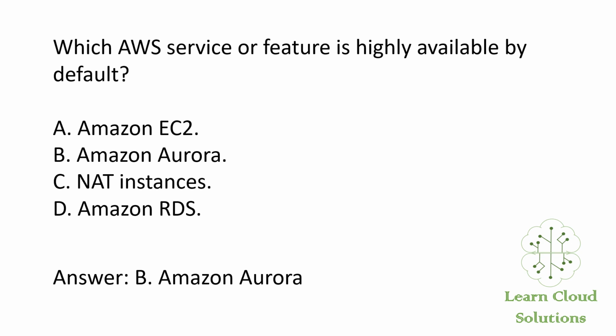By default, Aurora creates at least 3 copies of each database volume, with 1 copy in each availability zone within the same region. Therefore, Amazon Aurora is highly available by default.